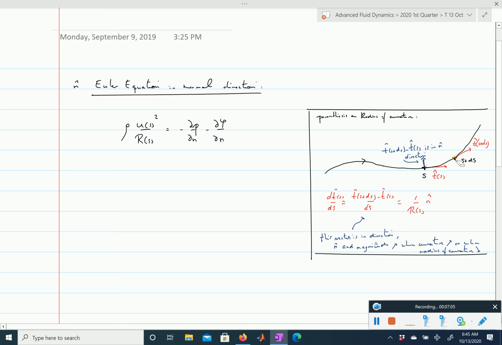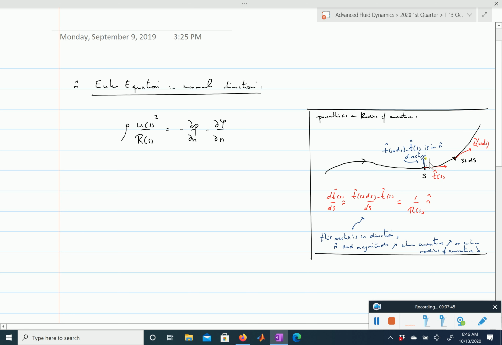The radius of curvature comes into play when we take the derivative of our tangent vector along the streamline. So dt/ds is just the tangent vector at s plus ds minus the tangent vector at s, and we divide this by ds. Now the difference between this vector and that vector: what has happened is that the tangent vector has turned a little bit. Now it's pointing a little bit upwards. So you see that when you take the difference, what you have is a vector in this direction, right?